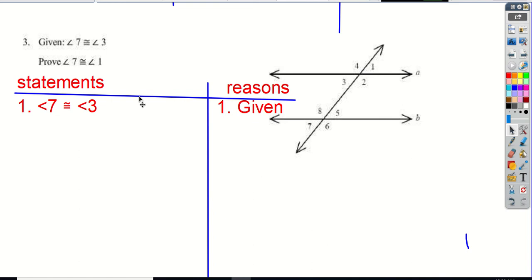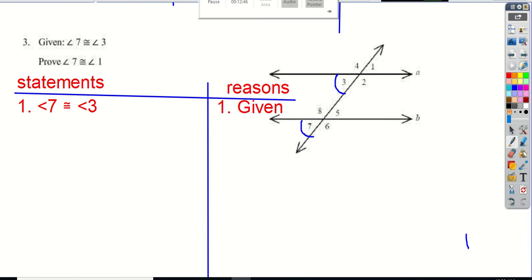So what I'm going to do is mark anything I know from the givens on my diagram. So I know that angle 7 is congruent to angle 3. I'm going to go ahead and put an arc on those two angles to mark it off. My job is to show that 7 is congruent to 1.